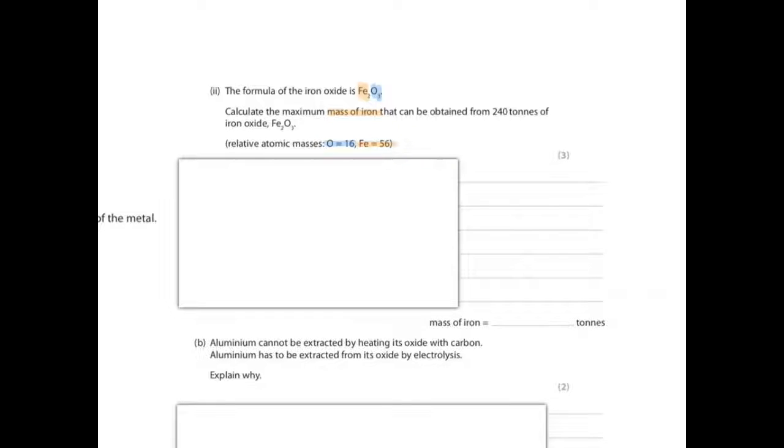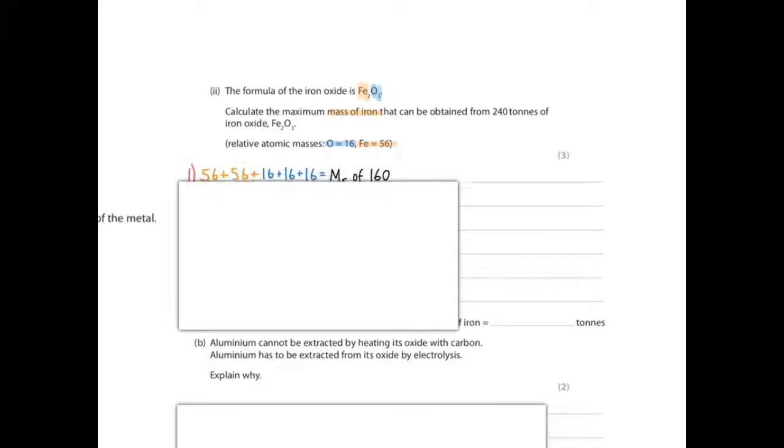Tons, don't let that faze you. Tons, it can be kilograms, grams, it doesn't matter. It's just a unit of mass. So 240 is what you're interested in. And it gives you the atomic mass of oxygen and iron. So how do you do this? It's quite easy. Firstly, you have to work out the formula mass of iron oxide.